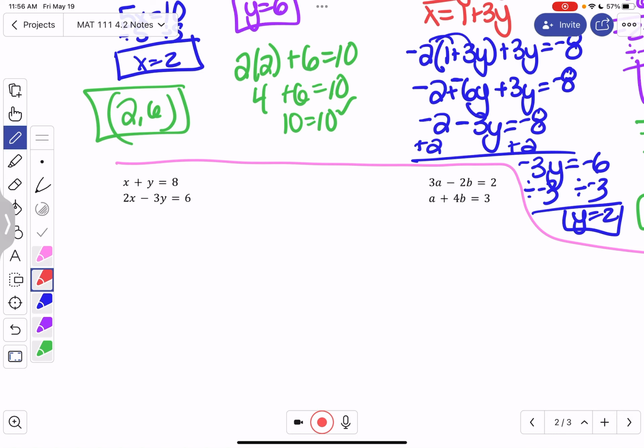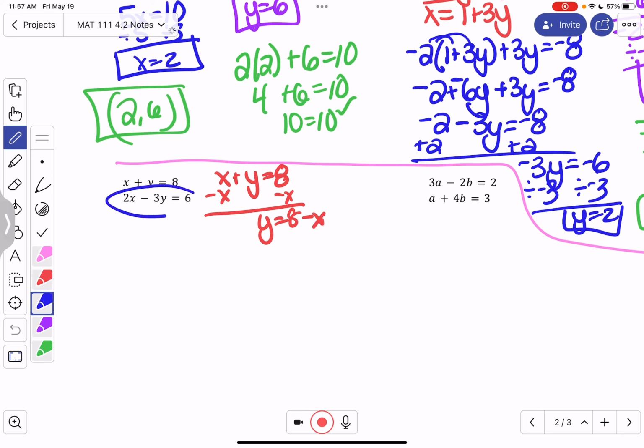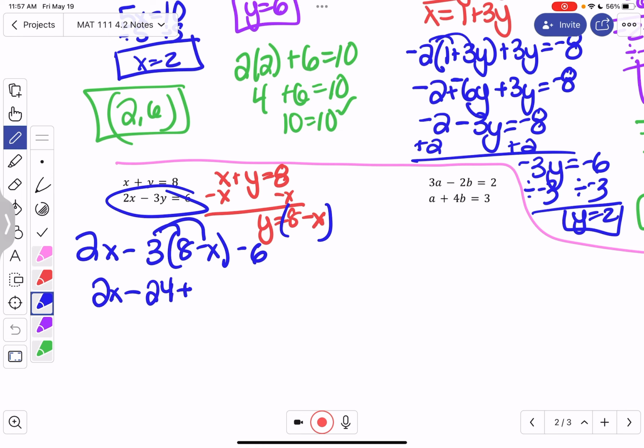All right, on this one, we can make it say x equals or y equals. It doesn't matter. So let's say we decided to move the x. Y equals 8 minus x. Now, I'm going to rewrite the second equation, but instead of y, I'm going to write the 8 minus x. Now I'm going to distribute. So 2x minus 24 plus 3x equals 6, and that's because negative times a negative is positive. Combine like terms, we get 5x minus 24 equals 6.